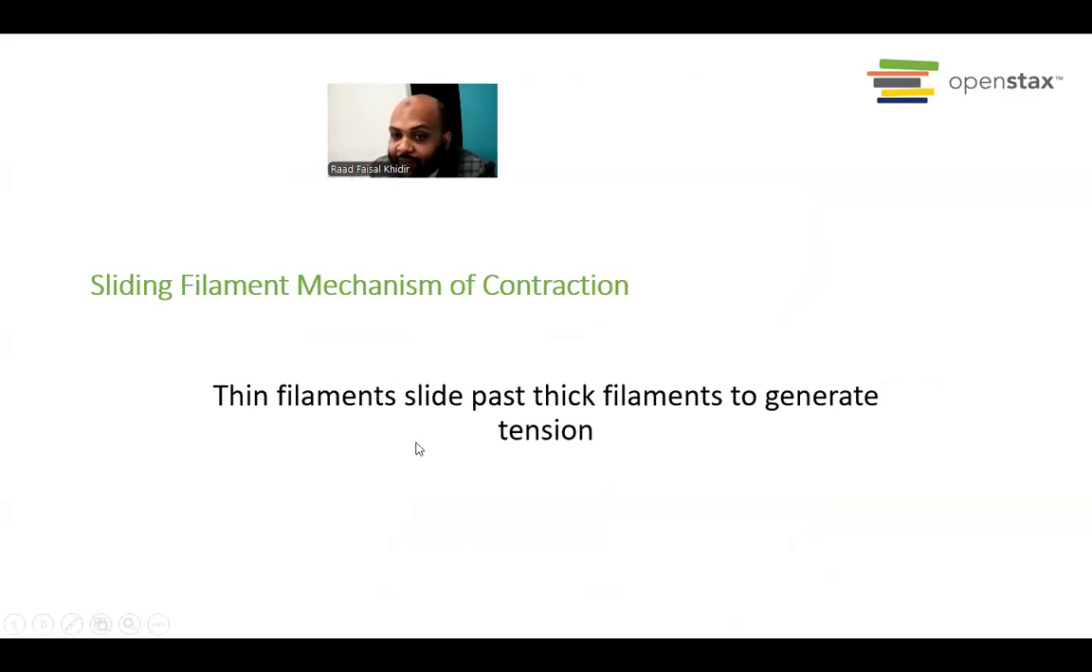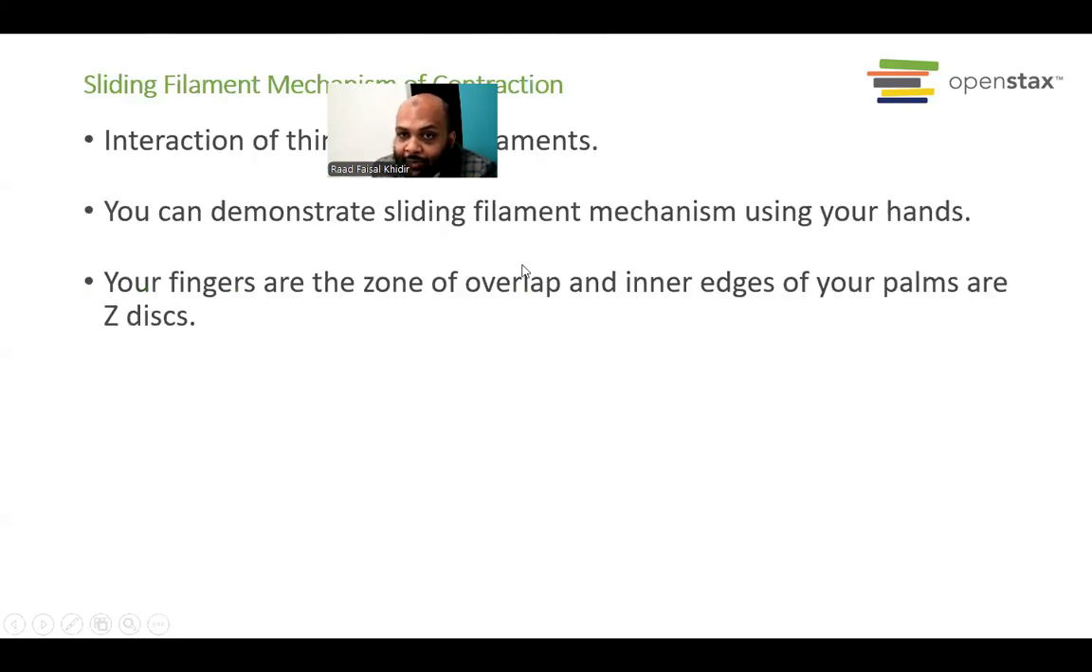The thin filament slides past the thick filament to make the tension. You already know how that happens. So who slides by who? Does the thick slide by the thin, or the thin slide by the thick? The thin filament slides past the thick filament. So how does that happen?